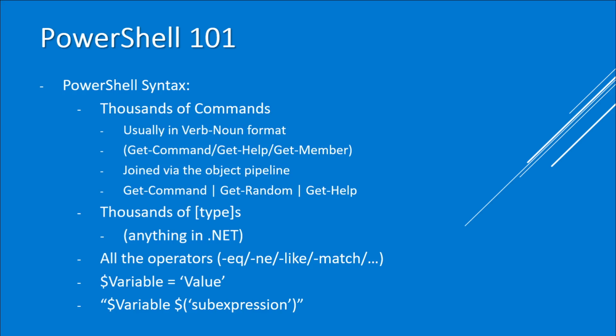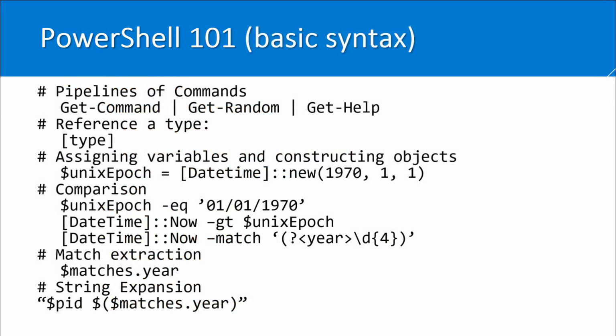Now, as with SQL, I'm going to go ahead and give you a little bit of a cheat sheet here. So we can go ahead and see that get command, pipe to get random, pipe to get help. We can show you how we reference a type. And we can go ahead and create an object with a static method. That's that :: and new. We can go ahead and do simple comparisons. We can do match extraction. We can do string expansion.